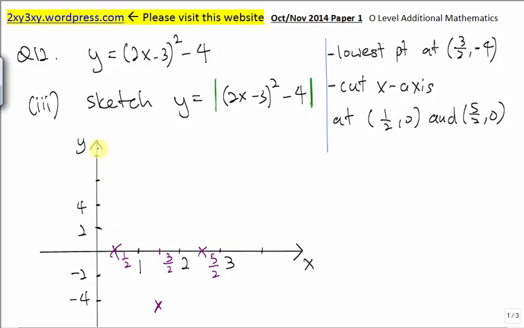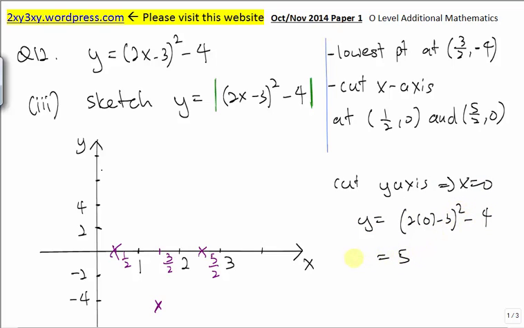We should also find the point where the curve cuts the y-axis. To cut the y-axis, x equals 0. So we substitute x equal to 0 into the equation, and we will get a value of 5. So 2, 4, 6 here, 5 will be here. So let's join the points together. This is still not the required graph.